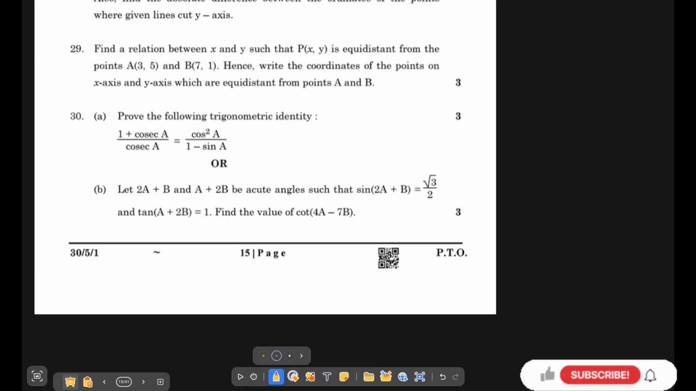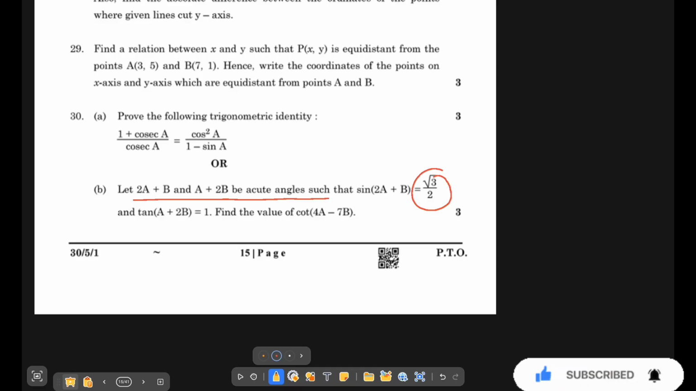Next, 30B question is: let 2A + B and A + 2B be acute angles such that sin(2A + B) is equal to root 3 by 2, and tan(A + 2B) is equal to 1. Find the value of cot(4A - 7B). So to find cot(4A - 7B), let's find this A value and B value, then we can find that.